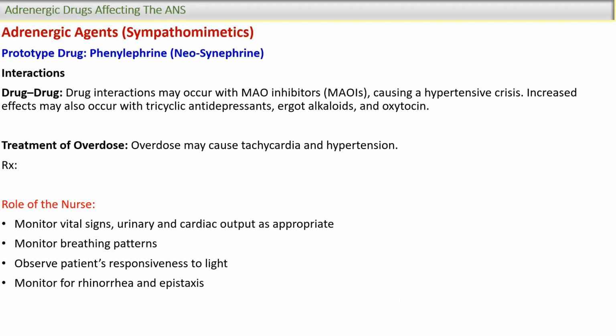Interactions: the drug interacts with MAO inhibitors, causing hypertensive crises. Increased effect can also occur with the TCAs, tricyclic antidepressants, ergot alkaloids, and oxytocin. And inhibitory effects occur with the alpha blockers and the beta blockers.